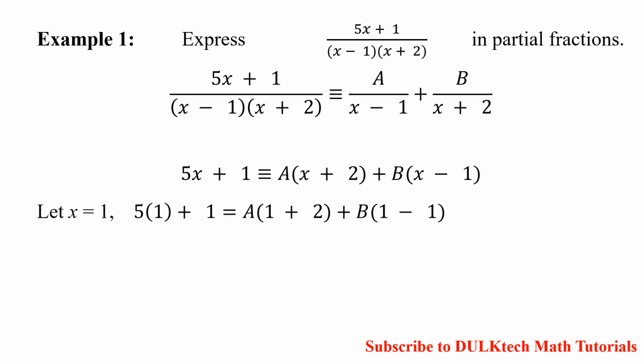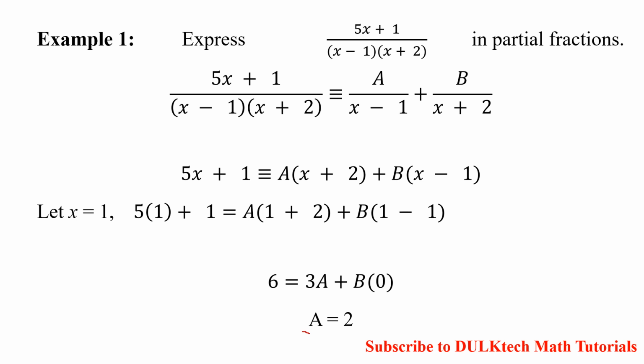By so doing, we'll be eliminating the whole of this term, because if you substitute 1 here for x, we get 1 minus 1, which is 0. So 0 times b is 0. If we substitute throughout like this, we find that 6 is equal to 3a. Then if we divide both sides by 3, we find that a is equal to 2.